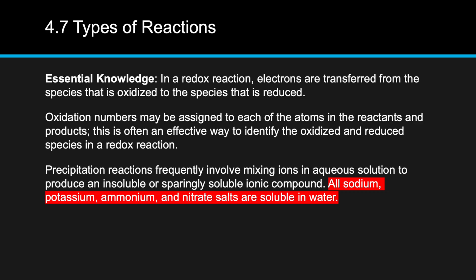And just to remember our AP Chemistry solubility rule that all sodium, potassium, ammonium, and nitrate salts are soluble in water. If it does not have one of those 4 ions present in the salt, then you can assume it is insoluble. And then finally, we are going to go over oxidation numbers. Oxidation numbers may be assigned to each of the atoms in the reactants and products in a redox reaction, and this is just an effective tool to identify whether the species are being oxidized or reduced.